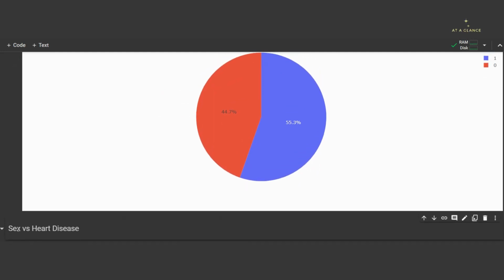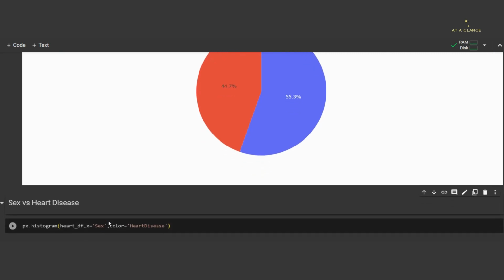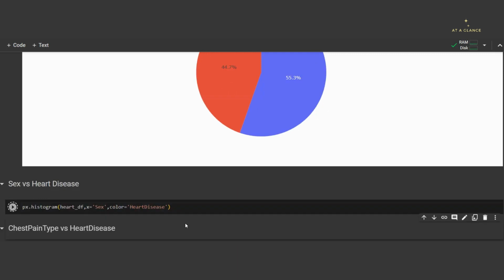So now we'll see the distribution or the relationship between the sex versus the heart disease column. For that we are going to plot the histogram. Basically, if you remember, the sex column had two values, male and female, and the heart disease has two values, 0 and 1. That is whether it is present or not. So let's plot this histogram.